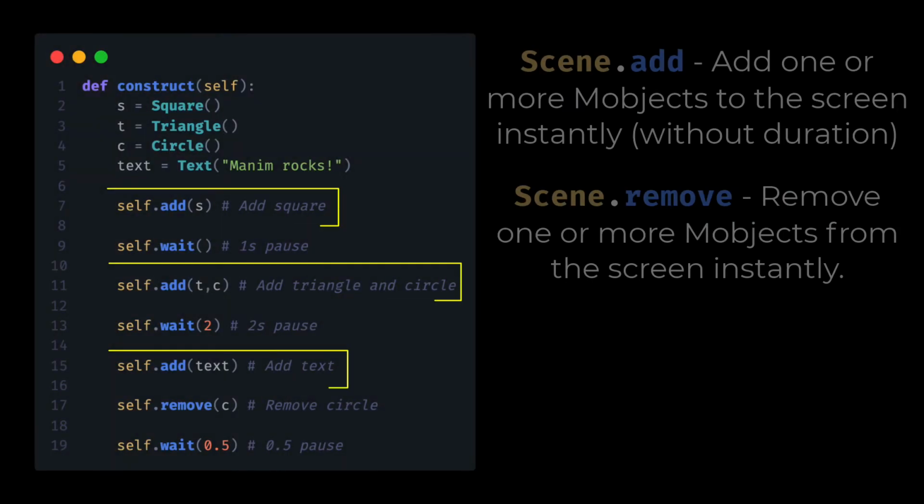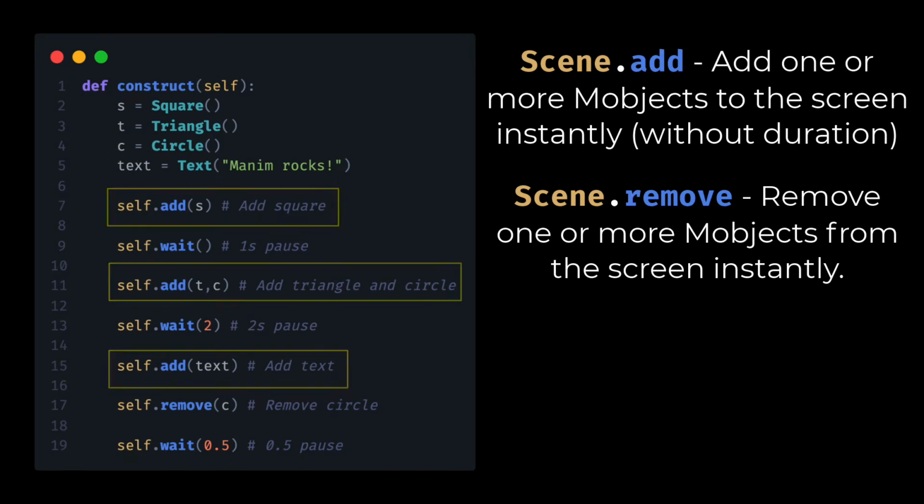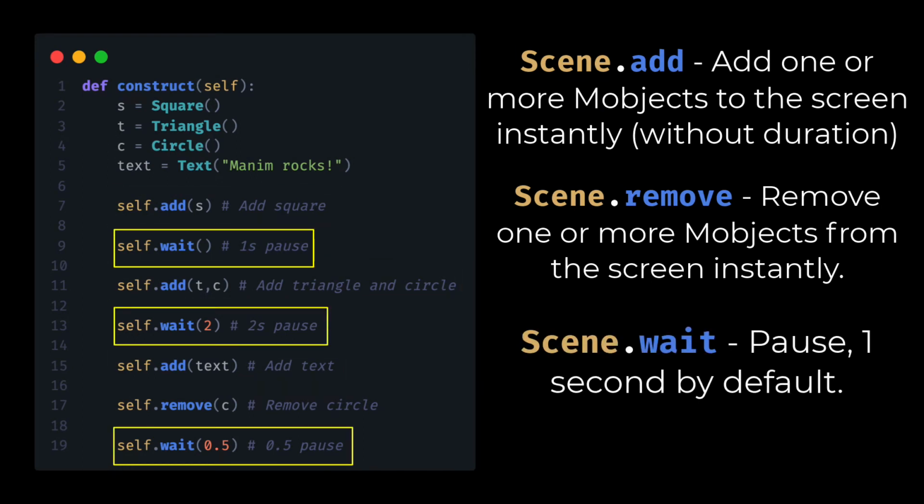To add an object to the screen instantly we can use the add method. To add a pause we can use the wait method. As an argument it receives the duration of the pause in seconds. By default, the length of the pause is 1 second.